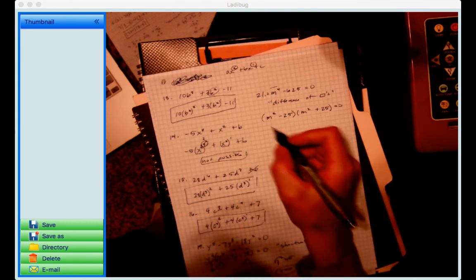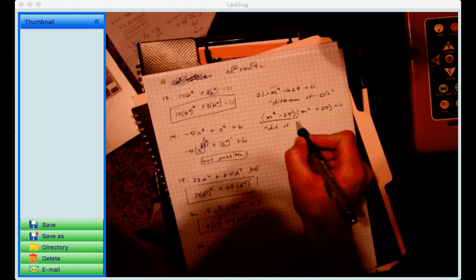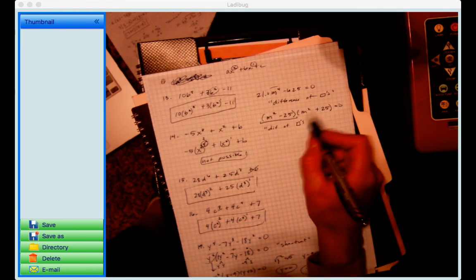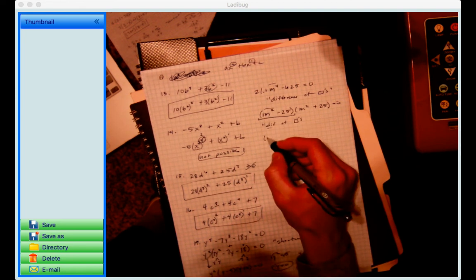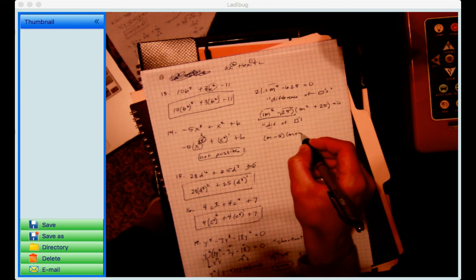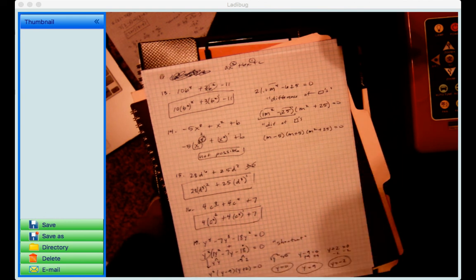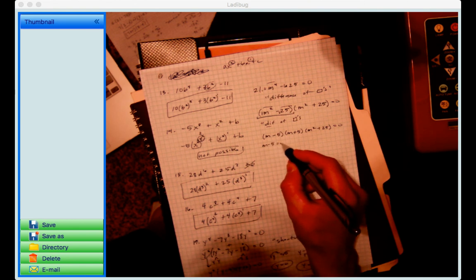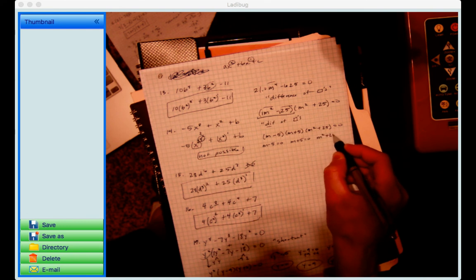Now notice this chunk here is another difference of squares. So difference, minus sign, squares mean both terms are perfect squares. This is not, because that's a plus sign, it's not a difference. So again, your square root of m squared is m, and then the square root of 25 is 5. So you have m minus 5, m plus 5, and then m squared plus 25. And then again, you need to set each term equal to 0. m minus 5 equals 0, m plus 5 equals 0, and m squared plus 25 equals 0.